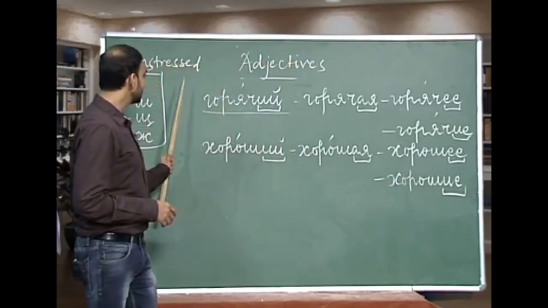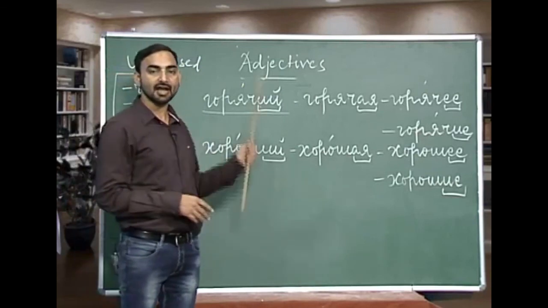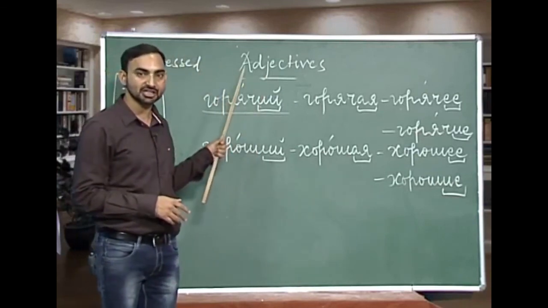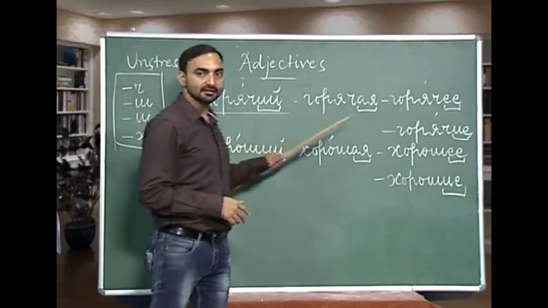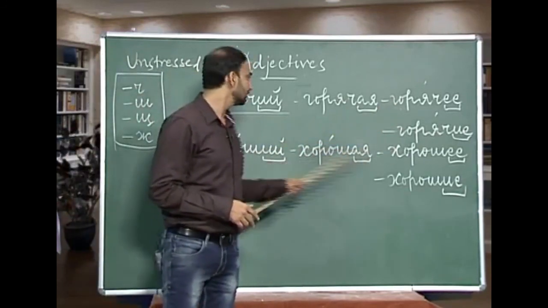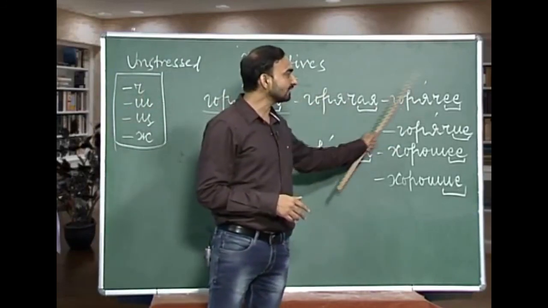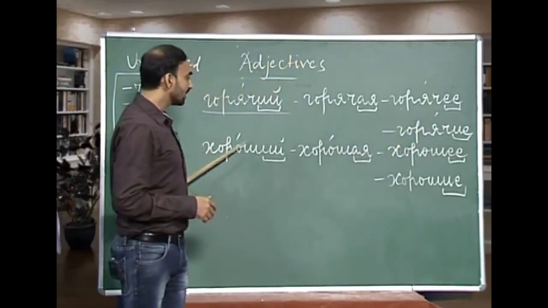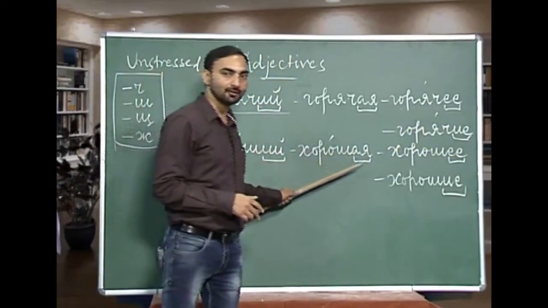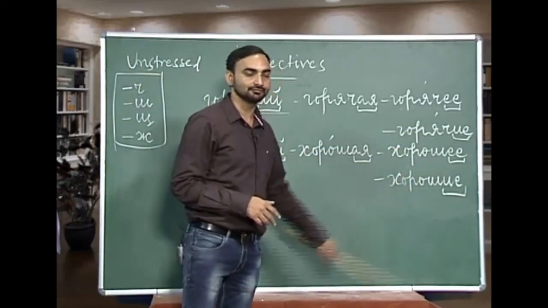So, we have this unstressed ending where the root ends with either ch, sh, shch or zh. What happens is they are changed in a slightly different manner. So, garyachi becomes garyachaya and garyache and garyachie. The same way kharoshi becomes kharoshaya in feminine, kharoshe in neuter and kharoshie in plural.